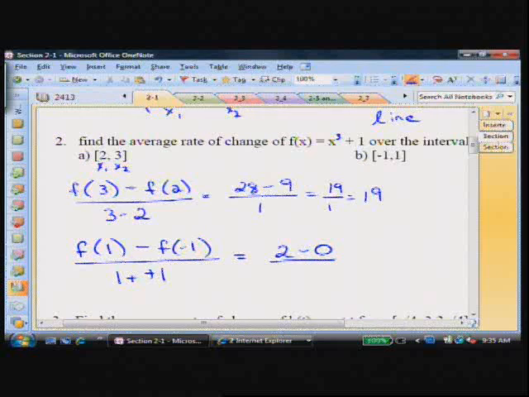Has it been a while since y'all been doing any math? I don't know. Anyway, that's 2, because we have 1 plus 1 is 2, and so 2 over 2 is then 1. So we have a slope of 1 over the interval from -1 to +1.